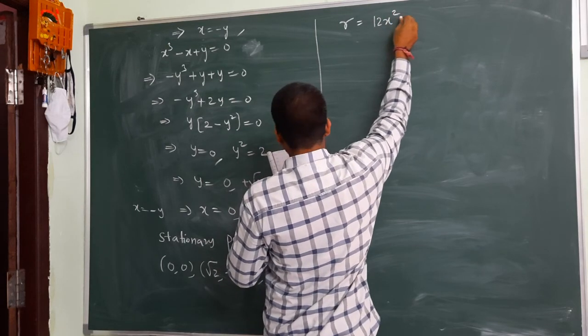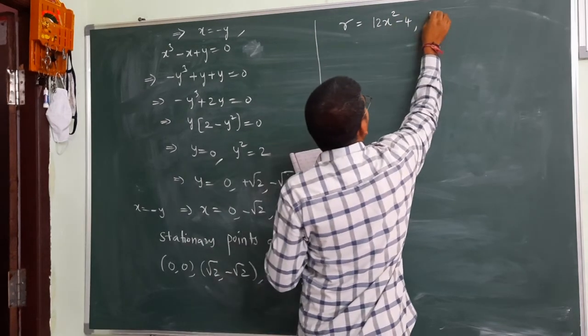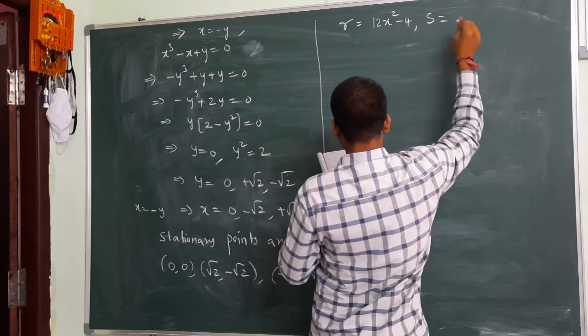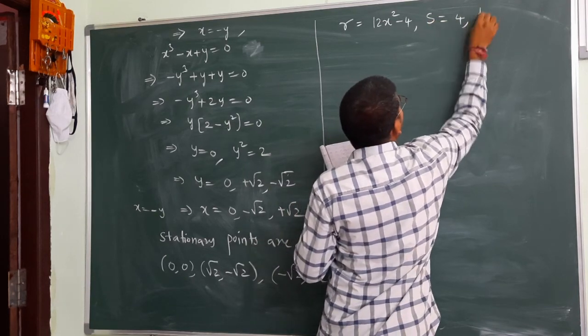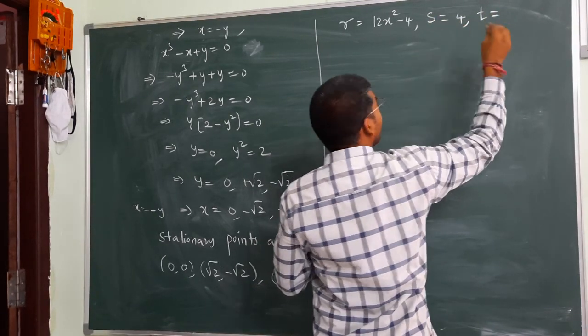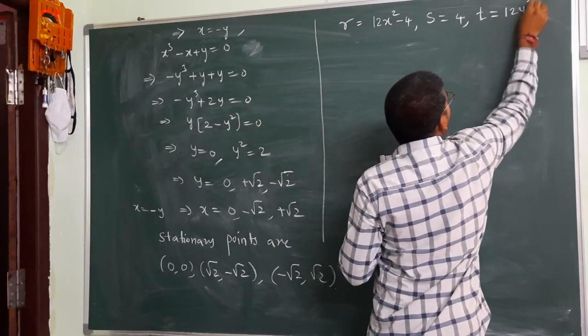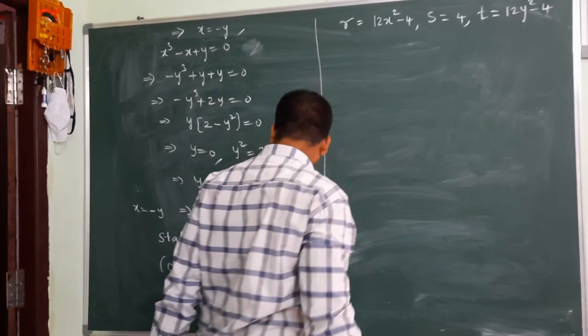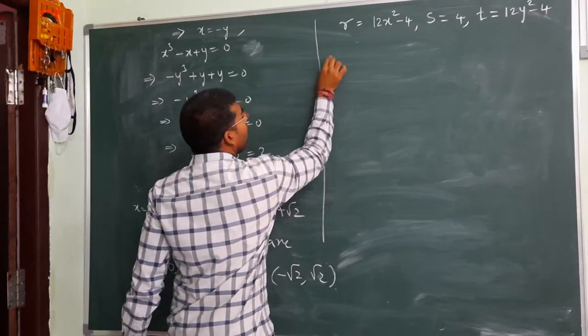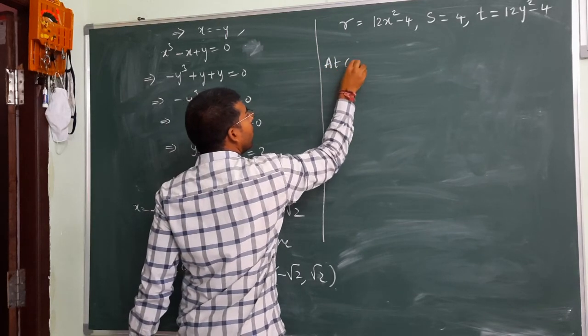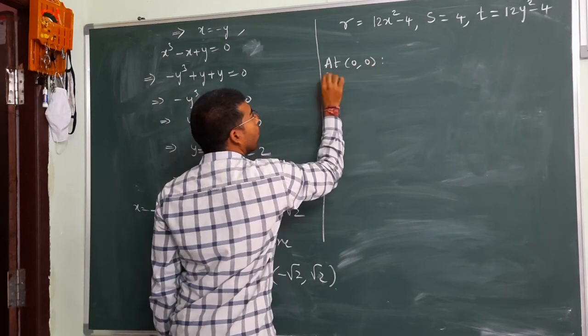12x square minus 4, right? What about S? What is the S value? It is 4. What about the T value? 12y square minus 4, right? Now what I will do is, at each point, first I will find at 0 comma 0.